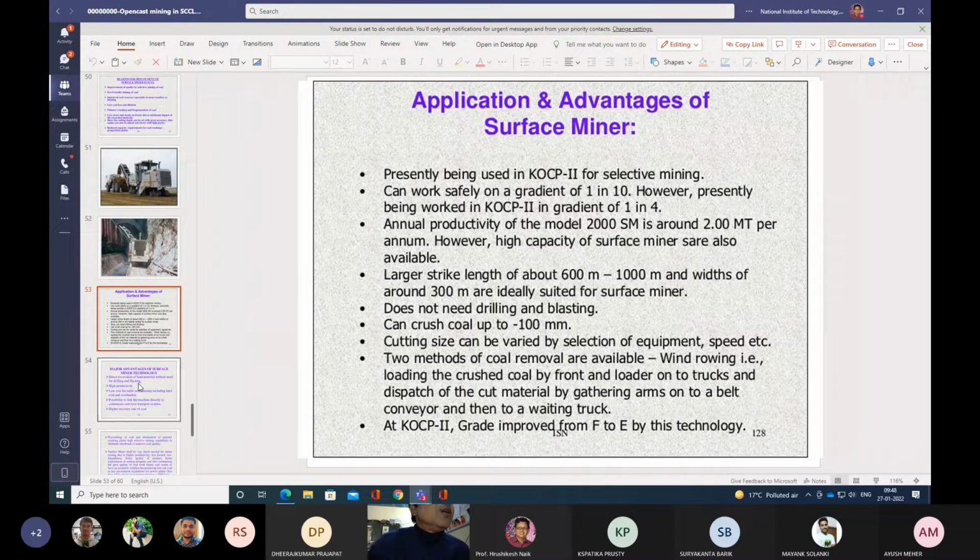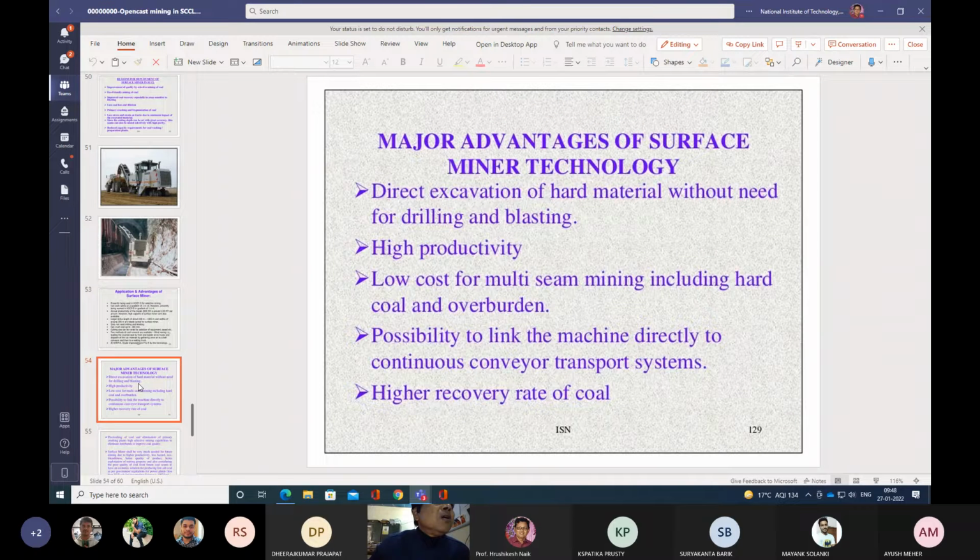So major technology direct excavation of hard material without need for drilling and blasting. This is the major advantage. High production you are getting, low cost for multi mining, include material, possibility to link the machine directly to continuous conveyor transport system, higher recovery rate of coal. So these are the advantages you are getting.